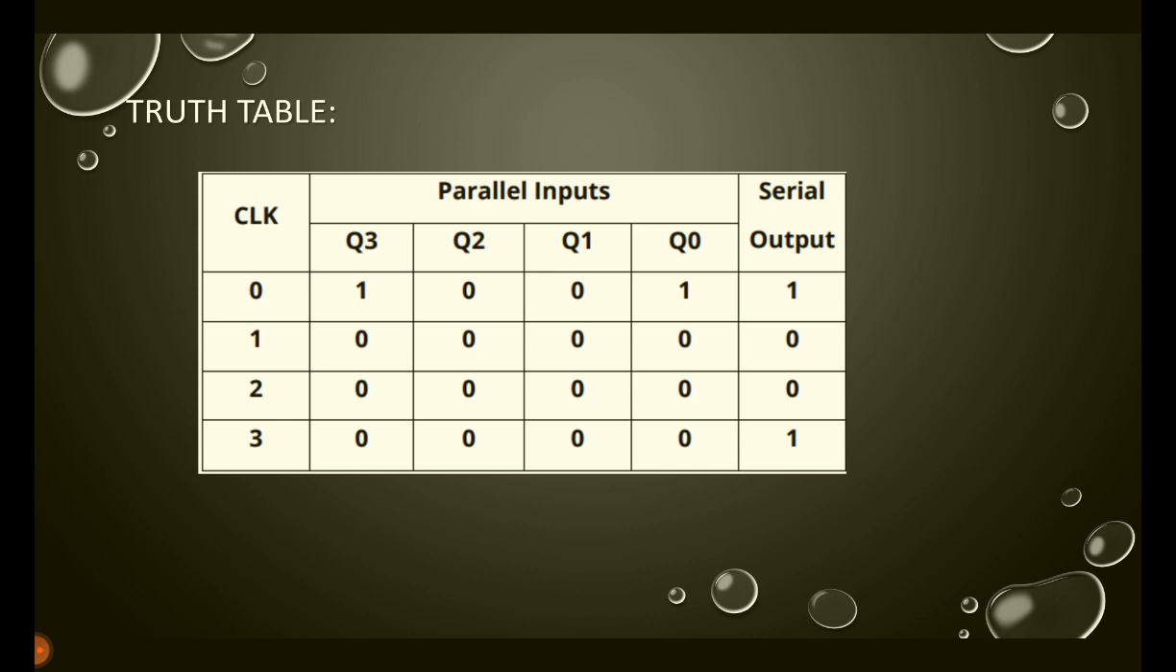When we give clock pulse as 0 and we give input to Q3 and Q0, you get output for 1. When you give clock pulse 1 and input values as 0, you get output value as 0. When you give input value 2 and clock pulse value 2 and input value 0, the output value is 0. When you give clock pulse value 3 and all the inputs value as 0, the output value is 1.